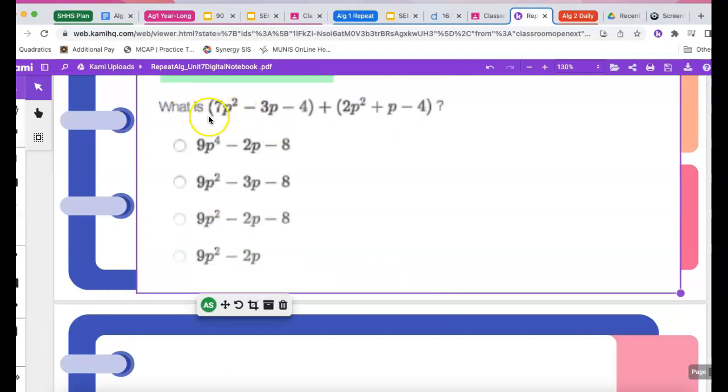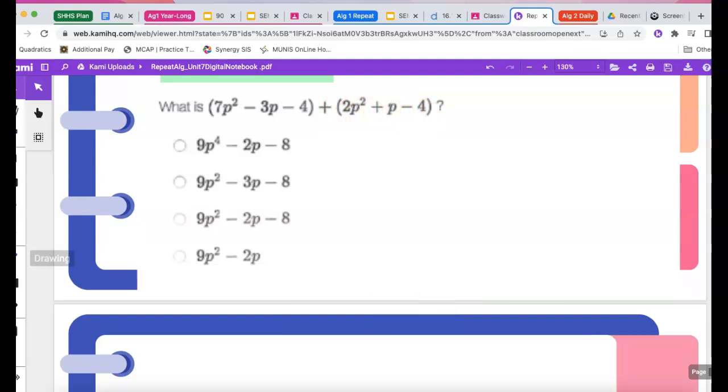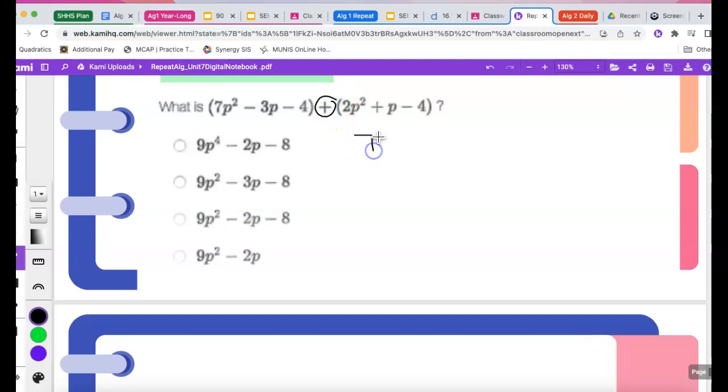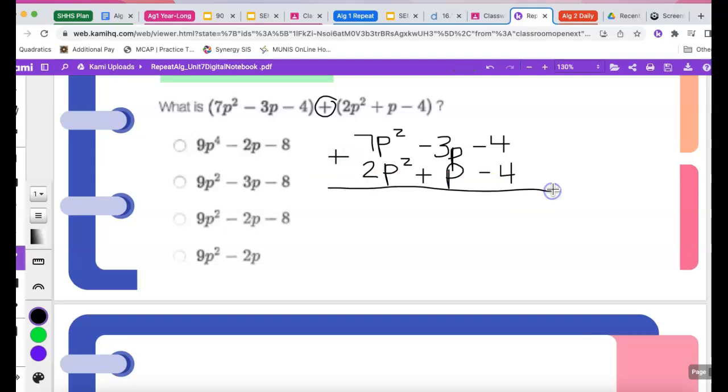This one says, what is 7p to the second power minus 3p minus 4 plus 2p squared plus p minus 4? We're going to be adding them because of that plus sign there. So let's line up our like terms. Anything with an exponent of 2, we're going to put first. Then comes the part without the exponent. We line up our first terms, our middle terms, and then our last terms, which don't have a variable at all. And we're adding, so we put a plus sign out front.